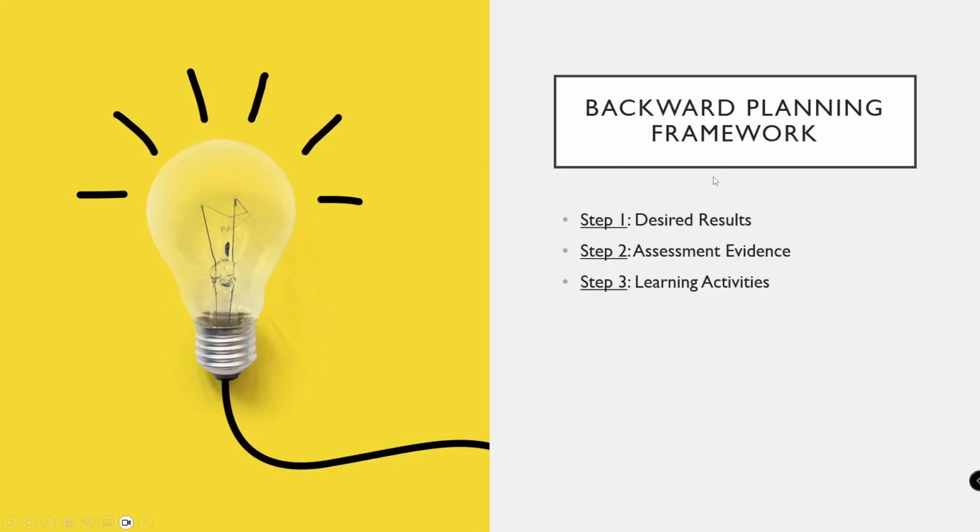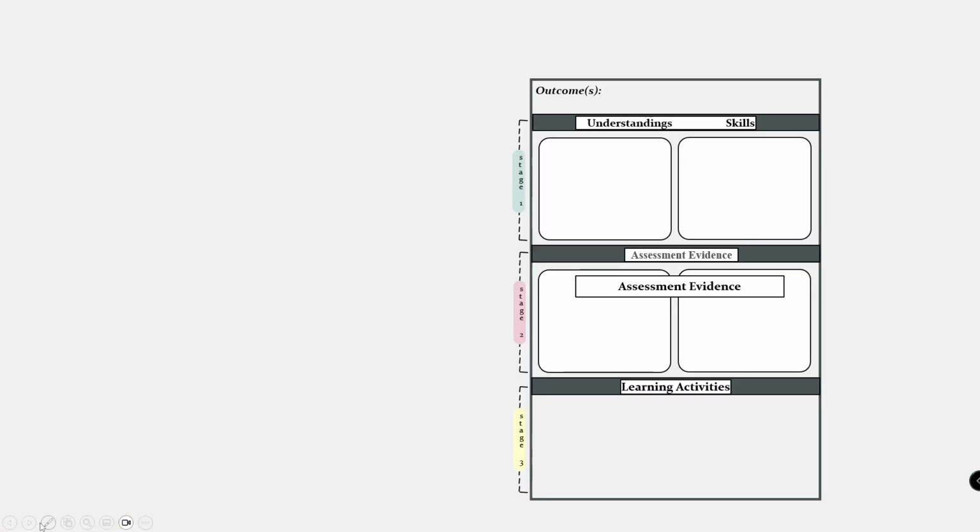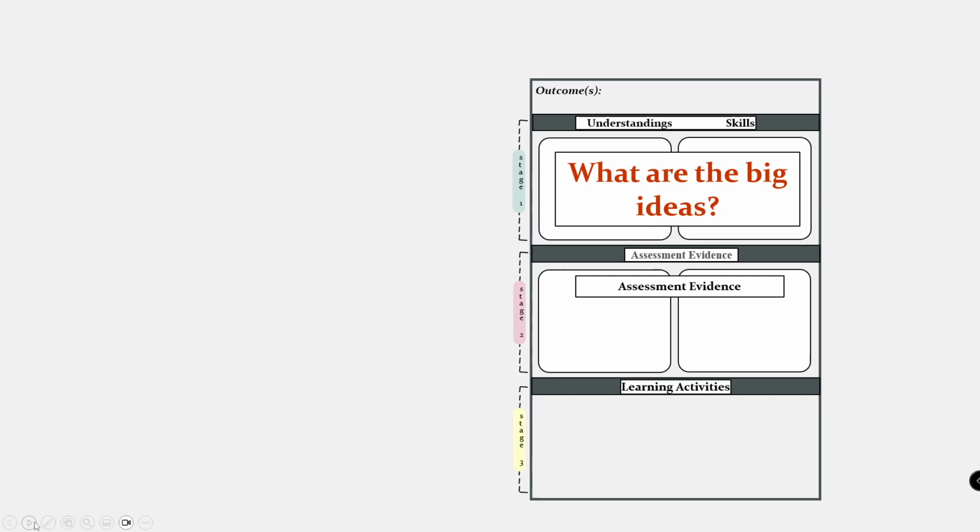So another simple way of looking at it is that we start with the desired results, we ask ourselves what the evidence of those results might be, and we provide learning activities so that students are capable of providing us with that evidence. There you go, you can print that one out, stick it on your wall. So it's a funny old way of thinking. So we usually ask ourselves, what are the big ideas? What are the goals? What are we getting at here? What's the point of this?